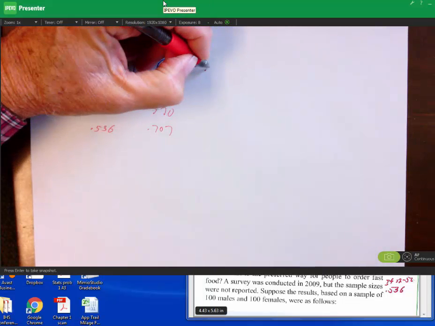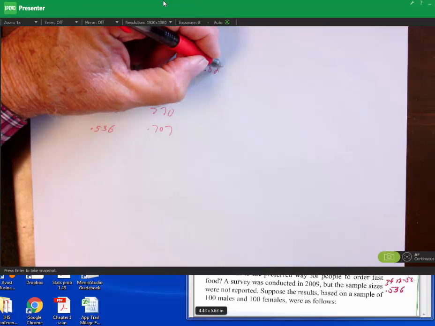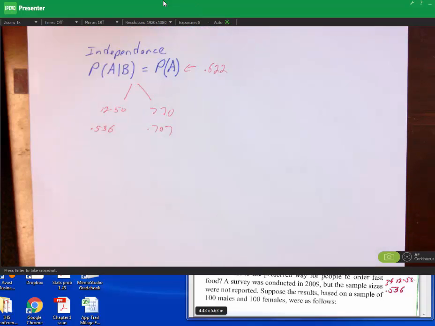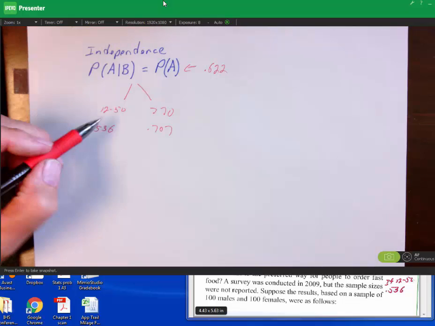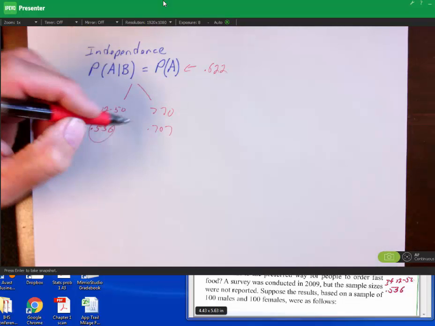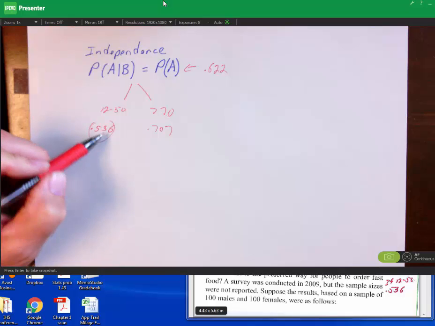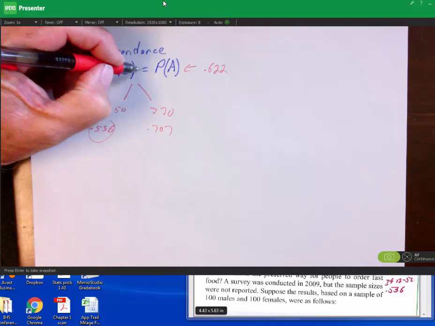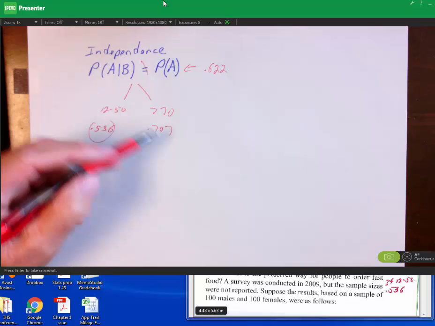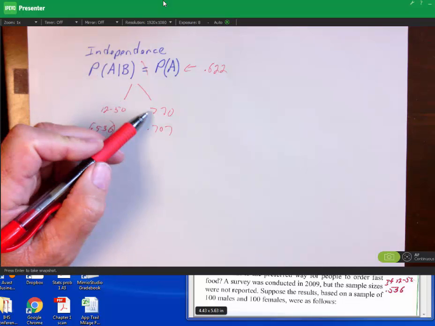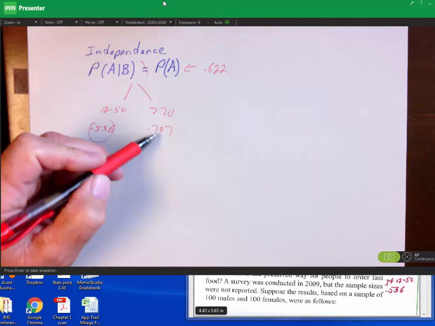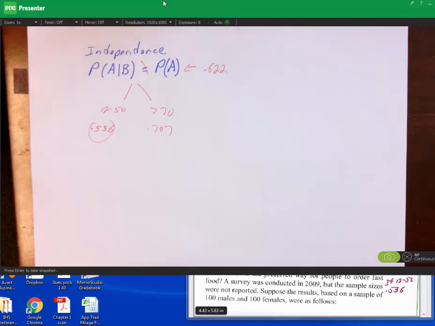So it's 0.622. And I hope you can see that the probabilities are different. If they were young, the probability was 0.536, and that's not equal to 0.622, so they're not independent. And if they were older, the probability was 0.707, and that's also not equal, so they are not independent.